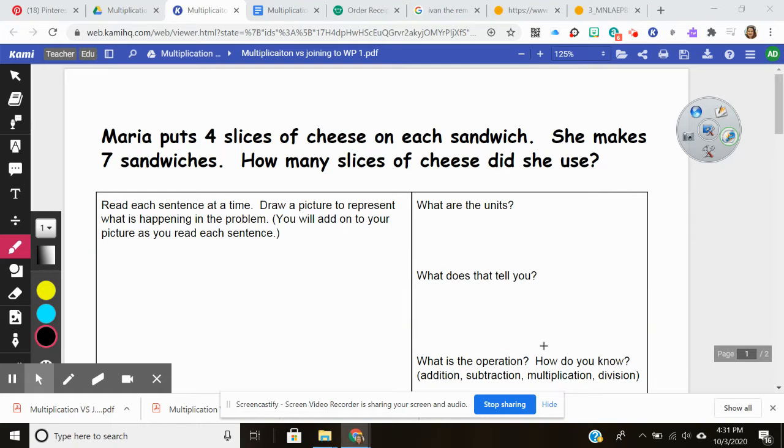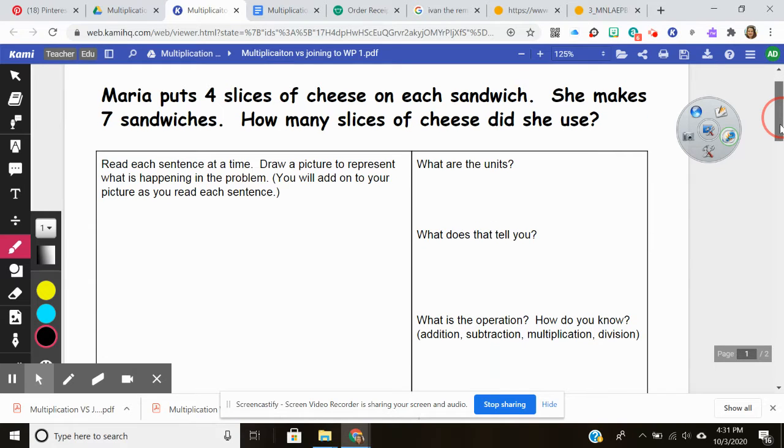Hi guys, today we are going to talk about word problems. We're specifically going to be looking at whether we are adding or multiplying and understanding the difference between adding or multiplying within a word problem. So this is our same graphic organizer that we've used in the past. So let's go ahead and check it out.